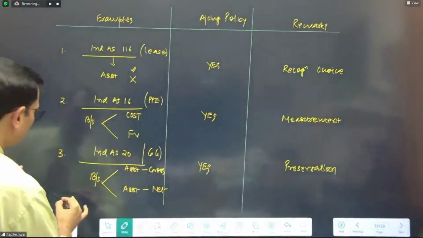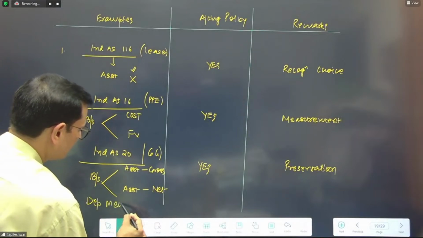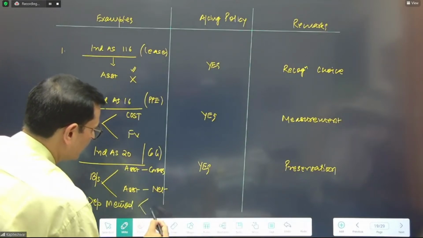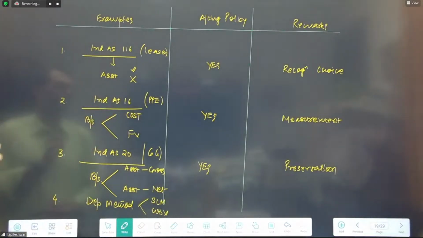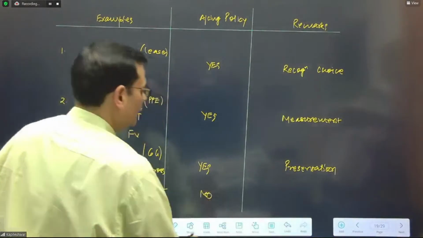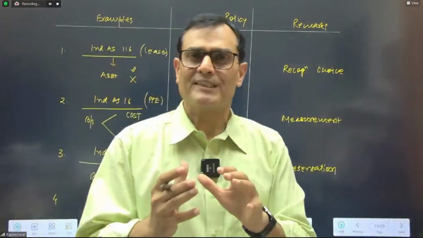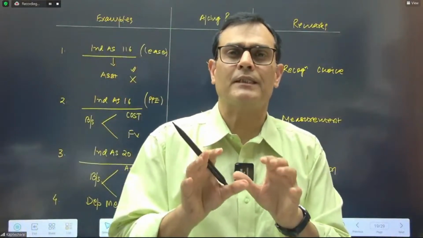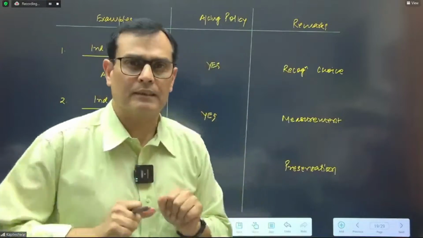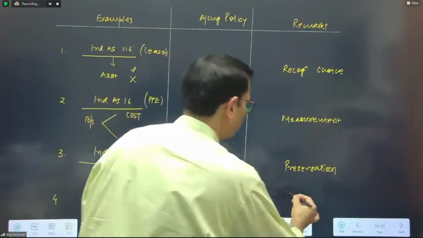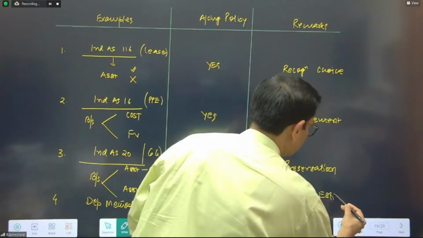Let me also take another one, that you've got a depreciation method. Either we take a straight line or we take a WDV. Is that an accounting policy? Of course, we said no. Because this is not supposed to be a choice in terms of policy. It is neither a recognition choice, nor a measurement choice, nor a presentation choice. It is purely an accounting estimate.